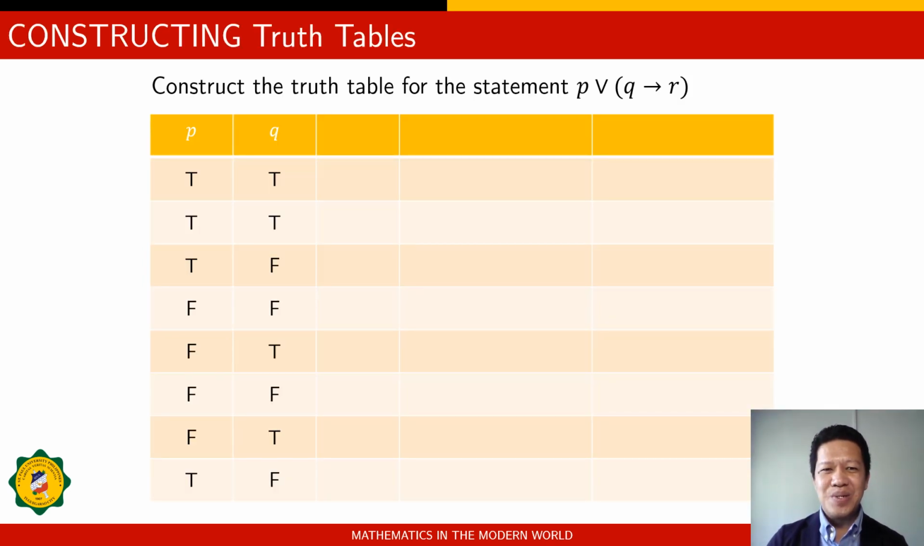Try this also. How about this example, or this exercise here? Construct the truth table for the statement P or Q implies R, or that can be read as P or, if Q then R. So what should be the third column here? It can be for R, okay? So it can be for R. So we have three statements now here.